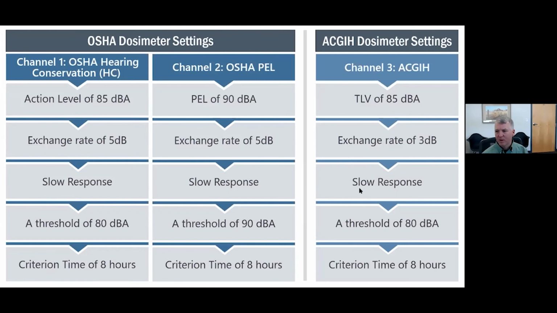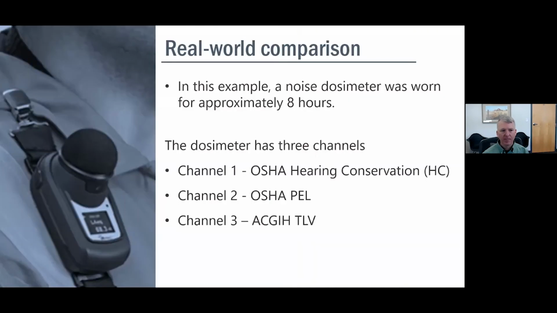And oh, I did want to mention why it was slow response. Again, from my understanding, in the original noise standard, they used these analog meters and they just couldn't keep up with it. And so they've just kept that, and I don't think it really impacts too much there. But ACGIH also has a threshold of 80 dBA, and again, a criterion time of 8 hours. So there is a formula for adjusting the TLV for extended work shifts as well.